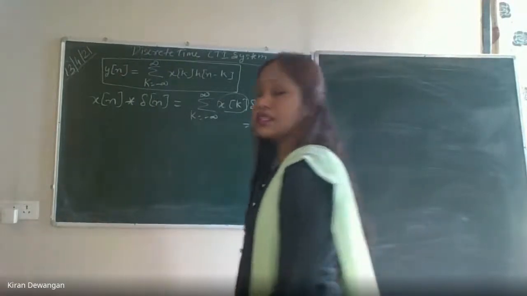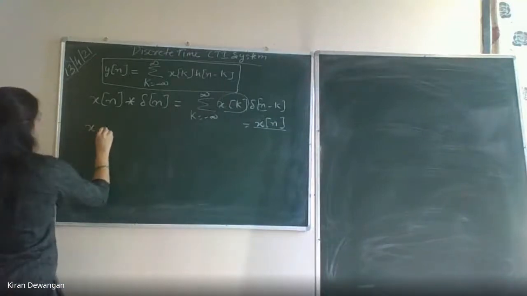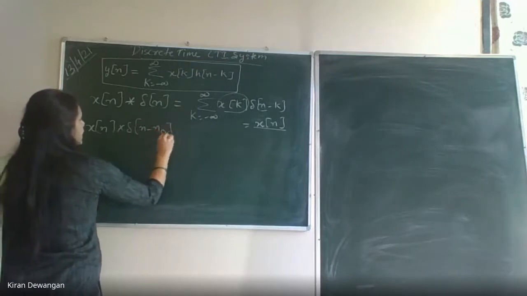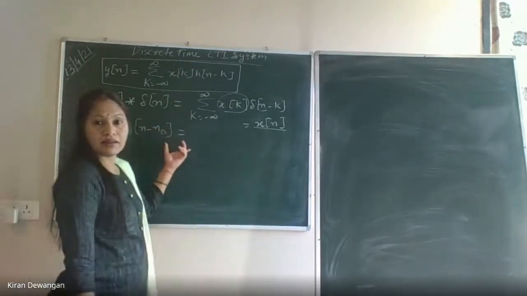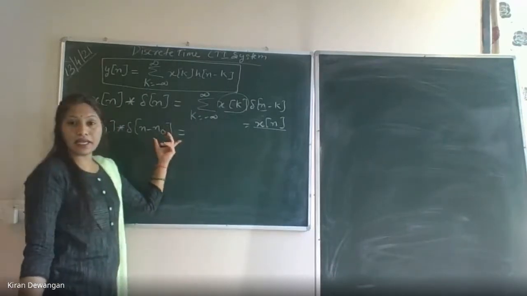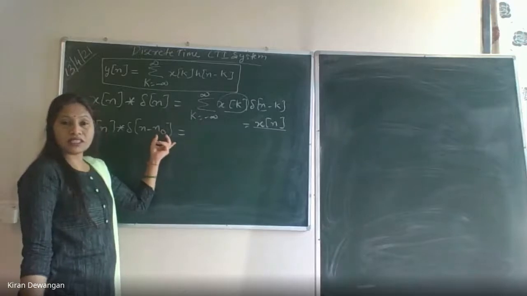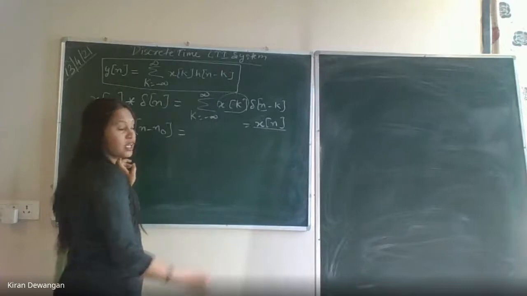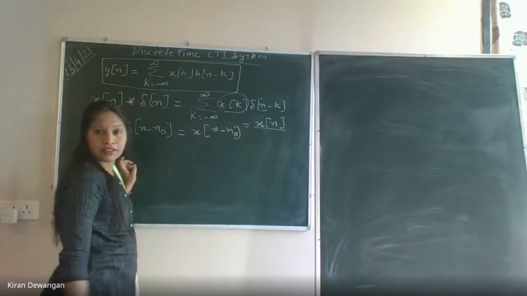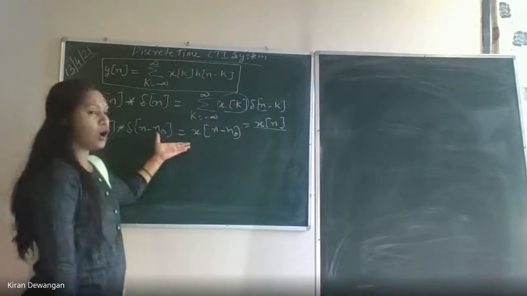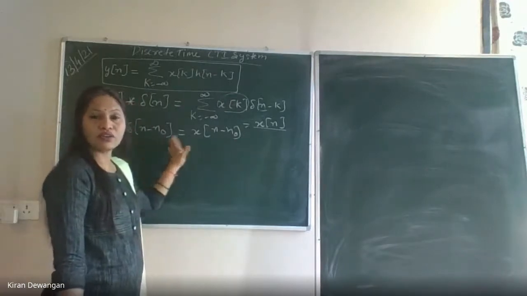Clear? Now the next, if I write x of n convolution del n minus n naught, what would be the answer? x of n convolution, this one is convolution, del n minus n naught. What is the answer of this one? Yes, anyone? It will be x of n minus n naught. Clear? This is how we'll get the answer. This will be x of n minus n naught.